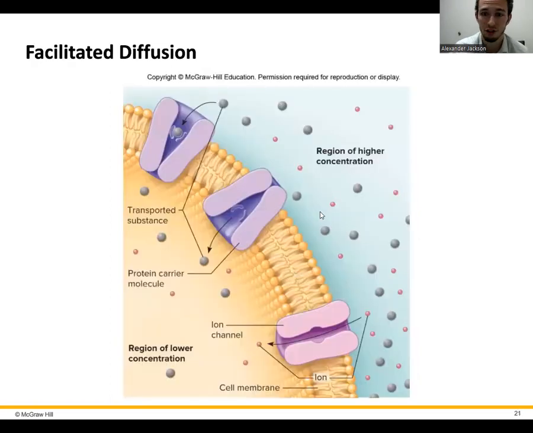Awesome. There's also something called facilitated diffusion. This just means those things that are dissolved need a protein. A protein, in this example, the carrier protein, sorry, channel protein, these are channel proteins.